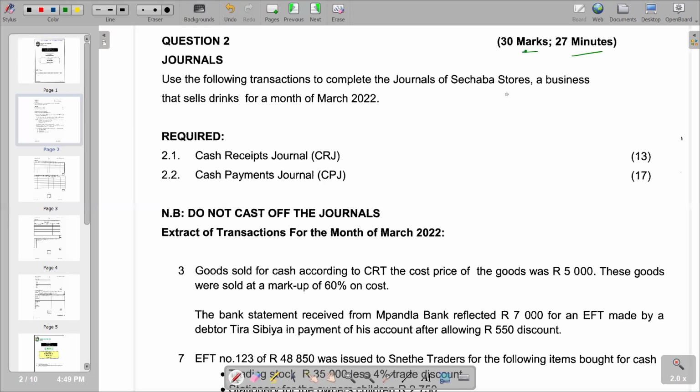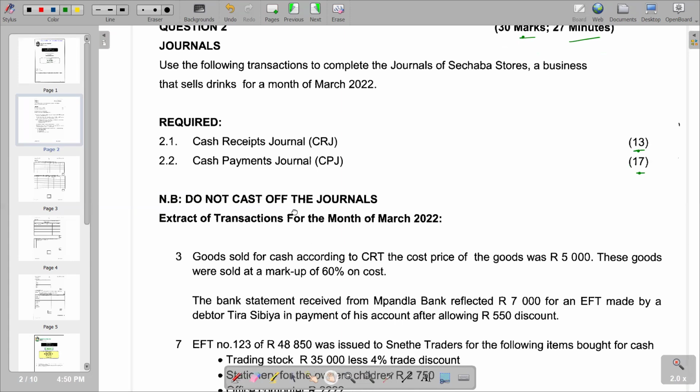It reads: a business that sells drinks, for the month of March 2022. The required part 2.1 reads: Cash Receipts Journal, which is the CRJ, and it has 30 marks. And then we have the Cash Payments Journal, which is the CPJ, and it has 17 marks. We are given an NB, which reads: do not cast off the journals, and then an extract of transactions for the month of March 2022. So we are given the transactions there.